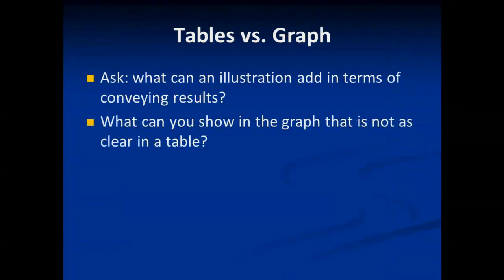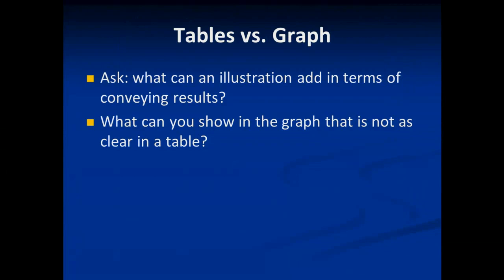Okay, so when do we use tables versus graphs? We talked about this a little bit, but you want to ask yourself, what can this illustration give me and add in terms of conveying my results, telling this story? What can one give me versus the other? What can you show in the graph that's not clear in the table? Usually you need at least 1 or 2 tables. You don't necessarily need a graph. A graph is helpful, but a graph by nature, because it doesn't have all the numbers, will usually contain less information. So you do want to ask yourself, what is this graph adding?